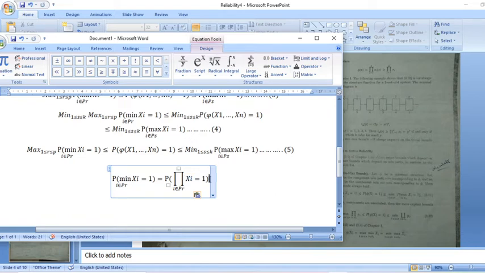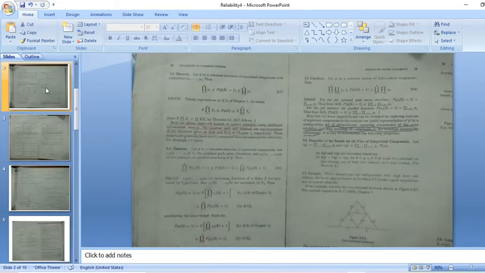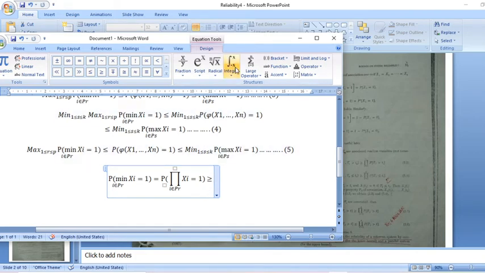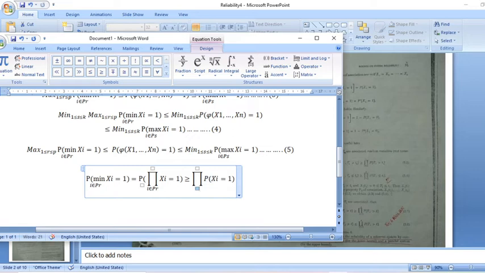So in the associated case, you know that this is greater than or equal to the product of P(Xi). Or greater or less, what is the result? In the case of the product, it is given here in 3.1. It is greater than or equal to the probability of Xi equal to 1, i belongs to P_r. Okay, so this is the result. This is true for associated random variables.